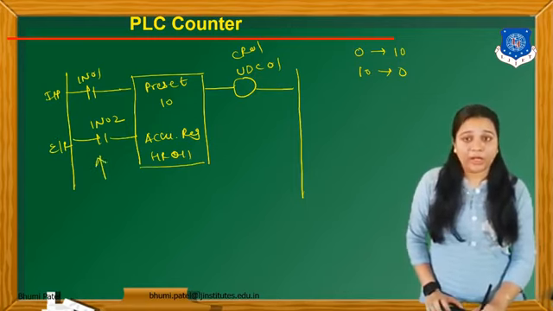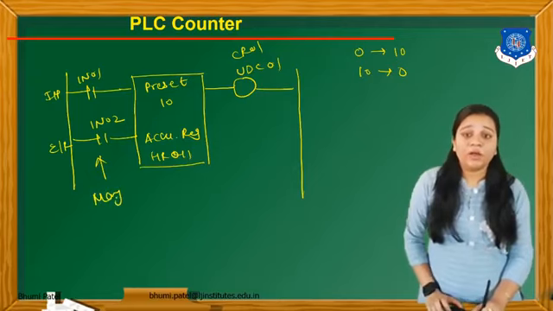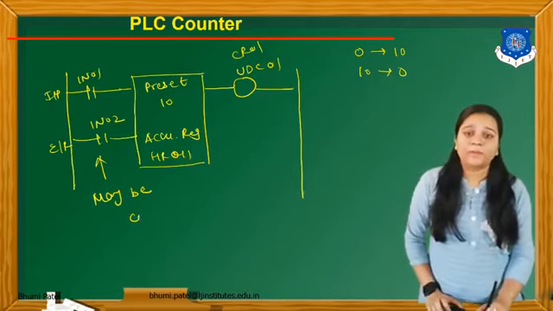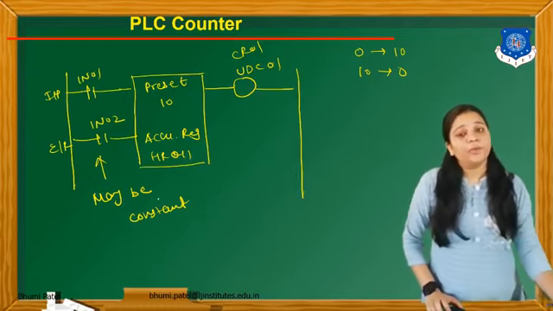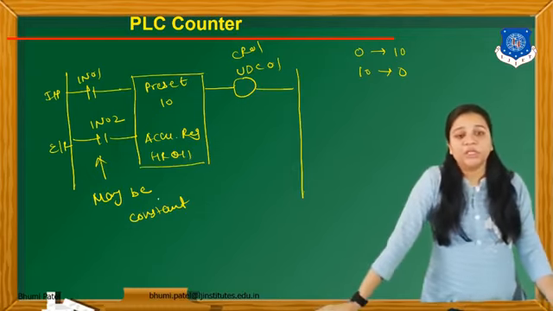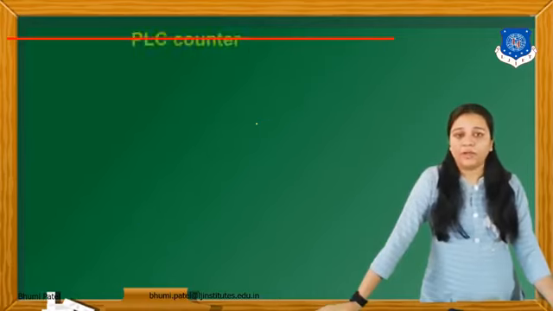Now in the up counter, the down counter or the up down counter, the enable or reset pin may be constant or may not be constant. So depending upon the application, we can change the value of the input or the preset value and the command of the signal. So this is all about the PLC counter.